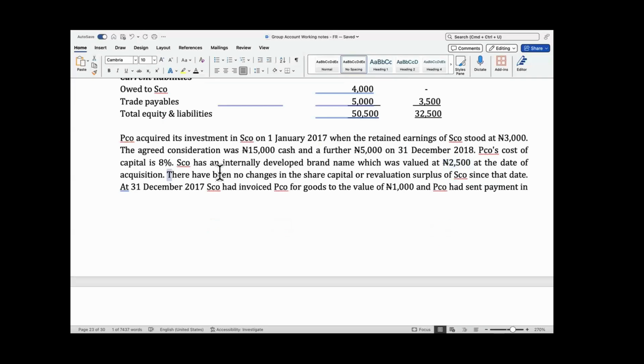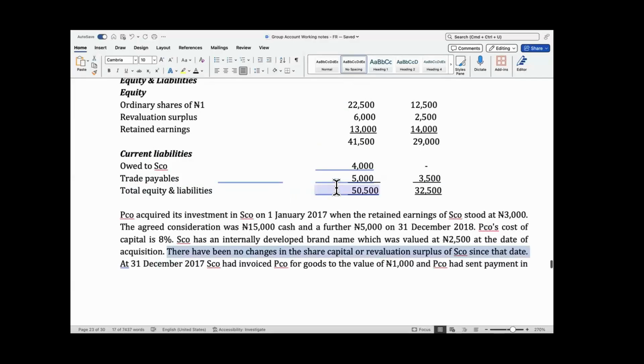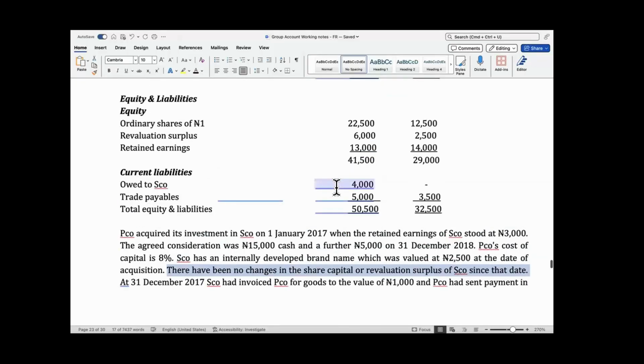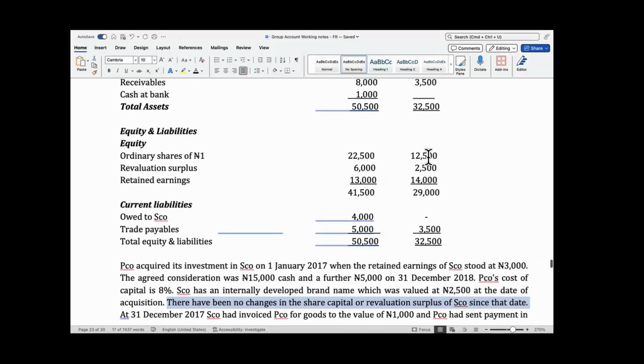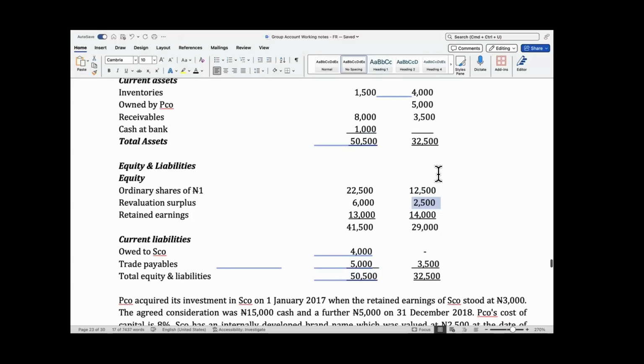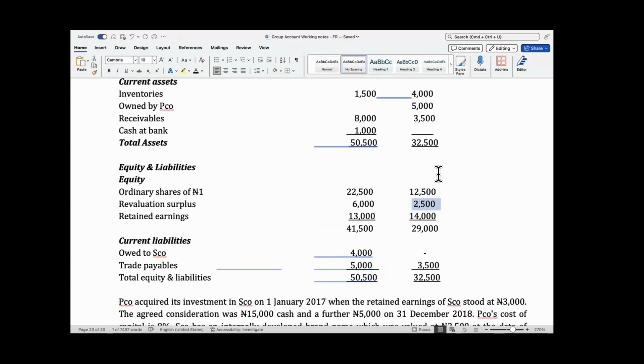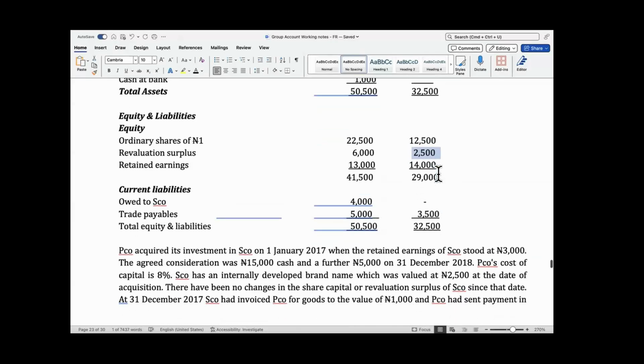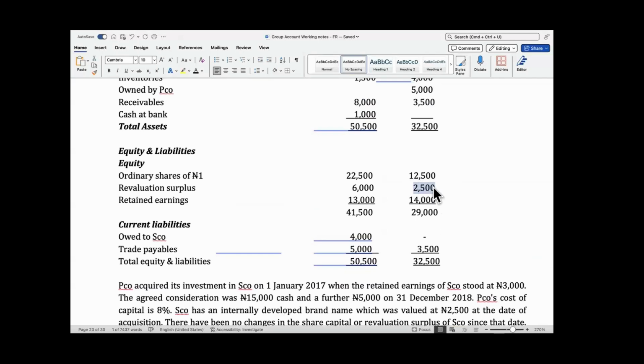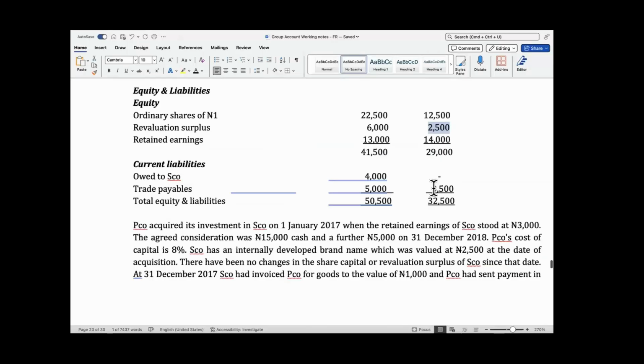Also, in this next paragraph, they say there have been no changes in the share capital or revaluation surplus of ESCO since that date. So they are saying that the share capital and revaluation surplus of the subsidiary have not changed since the date of acquisition, meaning that this revaluation surplus is pre-acquisition. It was there at the date of acquisition, so it has to be cancelled out as well.